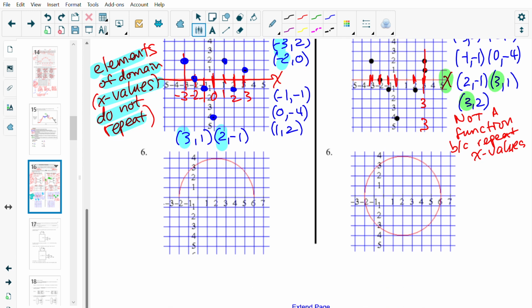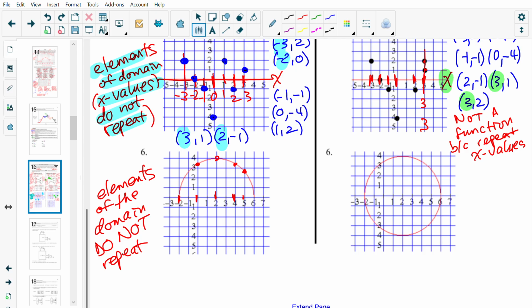Number 6. On this, looks like a semicircle, do any of my x values repeat? So if I pick any random x value along this entire curve, if I pick here versus here, I can see that elements of the domain do not repeat.